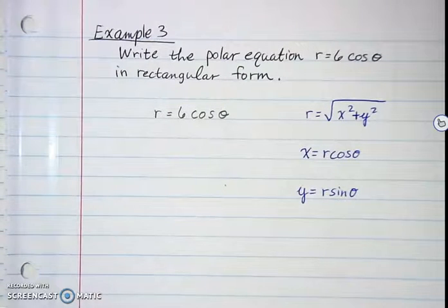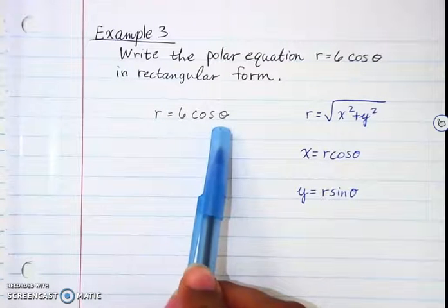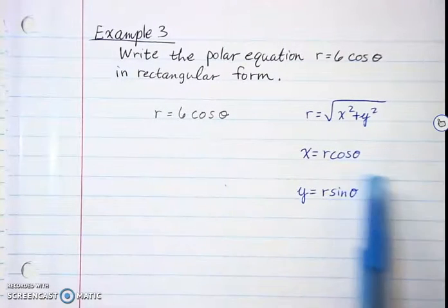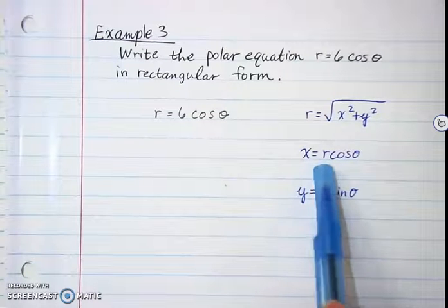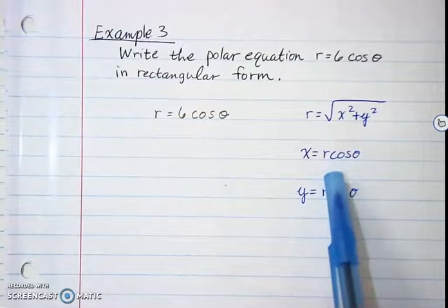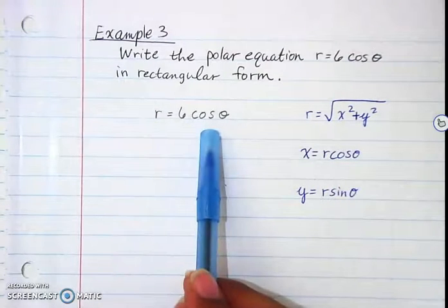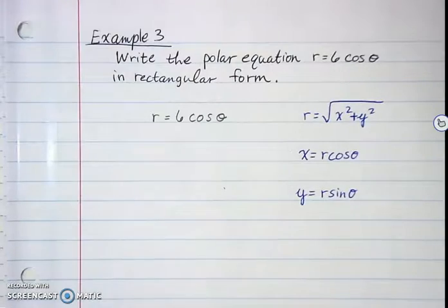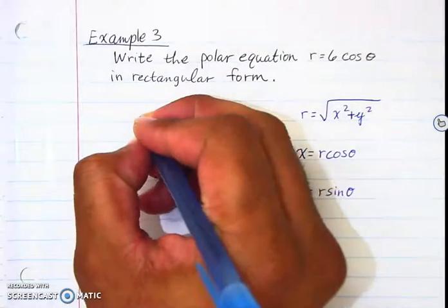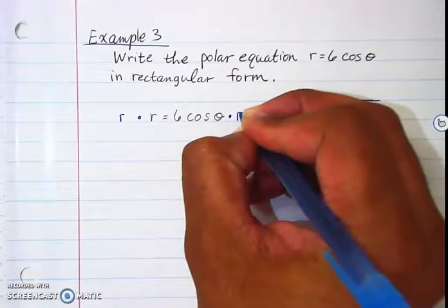But before we do that, on this side we have 6 cosine theta. When we talk about our x and y's, there's an r that must be there. It literally must have an r in there. So in order for us to get an r on this side, we have to do something to both sides. Whatever you do to one side, you must do to the other side. So first, we're going to multiply both sides by r.